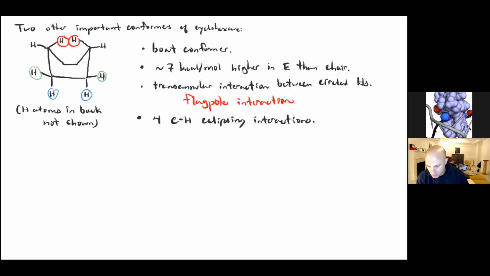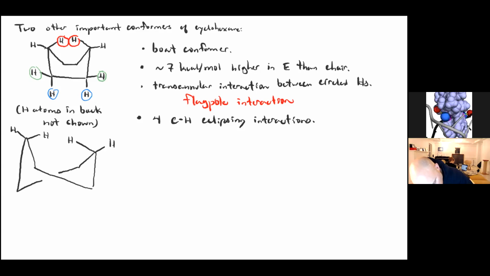And the twist boat is actually a little bit tricky to see and to conceptualize, but it's as if you take this boat conformer and sort of twist the apical carbons. And so you end up with something like this. Okay, and so this is a really great spot to use models: build the chair, flip it to the boat, and then make the twist boat from that.